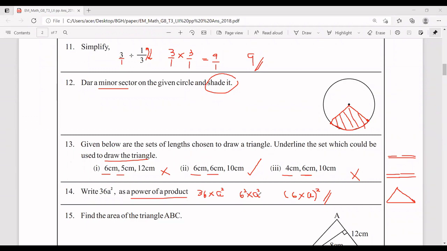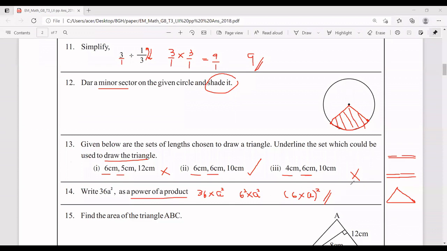6 square into a square. 6 square is a power. A square is also a power. Multiplication means that's a product. So there's a power, and there's another power. This is a product of powers, a multiplication of powers. But you have to write it as a power of a product. Power of a product.